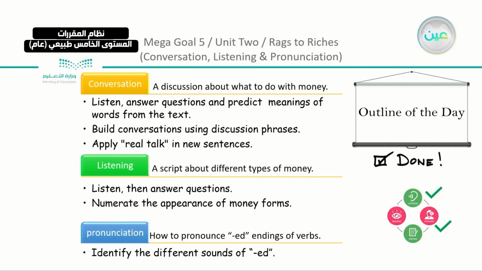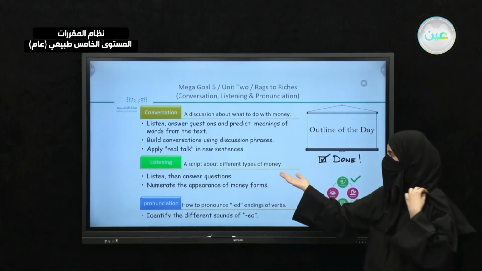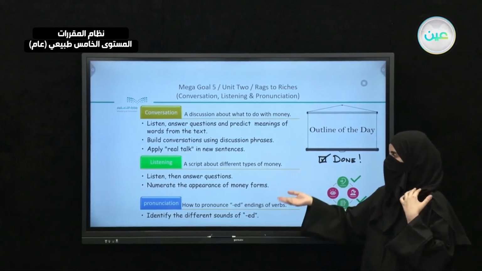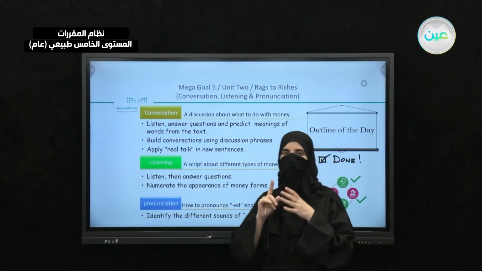So at the end, our outline for today was that we took the conversation part. Now it was a discussion about what to do with money. We listened and answered questions and predicted meanings of words from the text. We built conversations using discussion phrases and applied also real talk. And then in the listening part, there was a script about different types of money. We listened for answers and enumerated the appearance of money forms. And the last one, we have the pronunciation. We learned how to pronounce the ed in the 3 different ways that we have here, which is the D, the id, and the T.